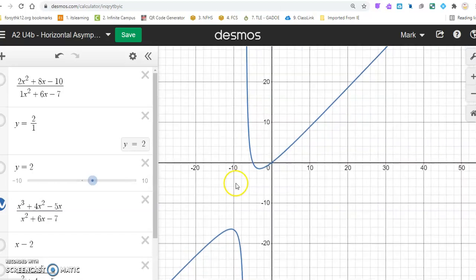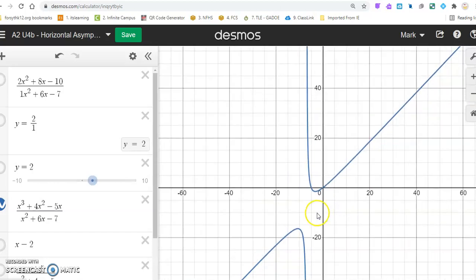It's a very strange graph. And here's the graph of it. And I want to put in this diagonal line there. So it's what we call a slant asymptote. When it's top heavy, so to the 3rd power over to the 2nd power, we're going to get a slant asymptote and no horizontal asymptote.